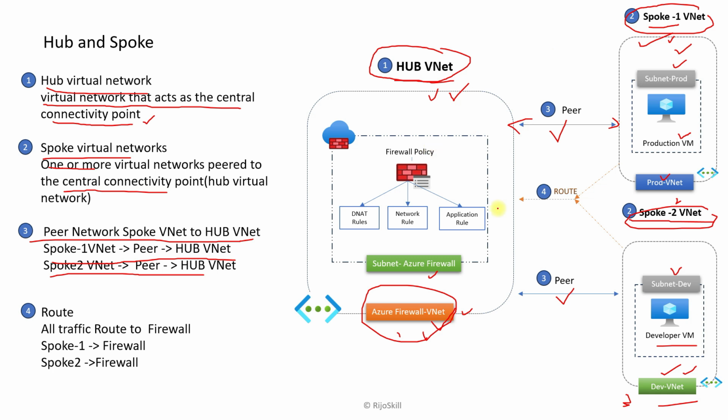Next, after you create this in the firewall concept, we need to route both spoke VNets and connect them with our virtual hub network. For this concept, let's go to the Azure portal, where I will describe it in more detail so you can easily understand hub and spoke virtual network connectivity.